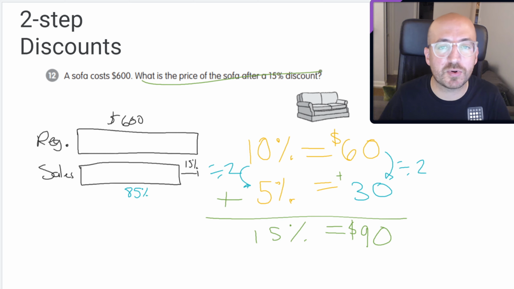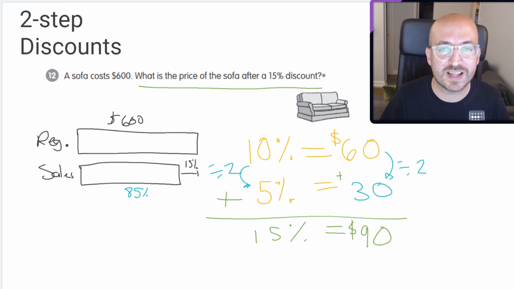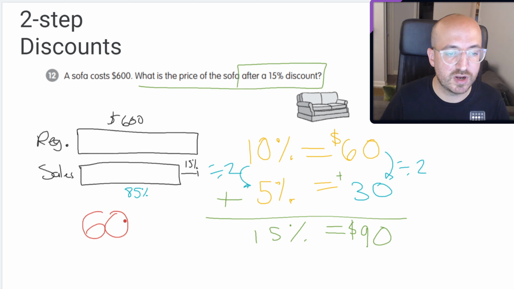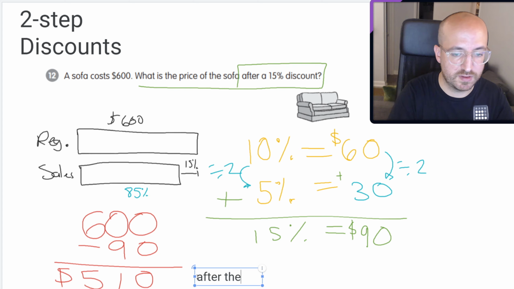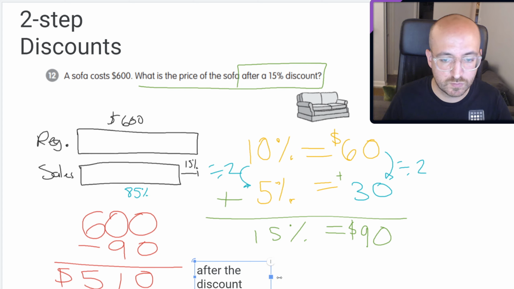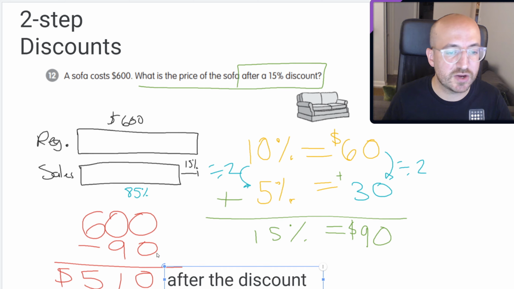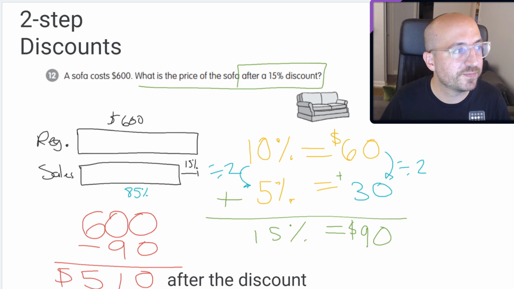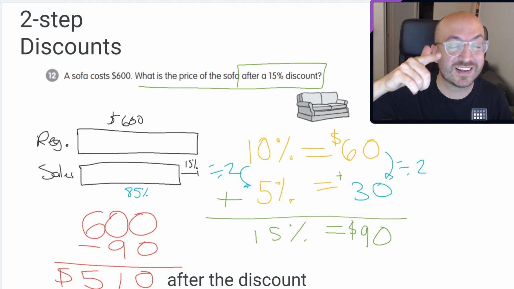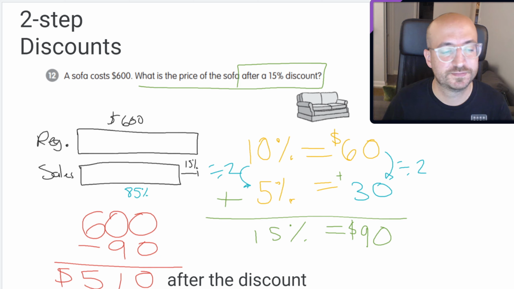Oh, it says what was the price after the 15% discount? Oh, okay. So we have the regular cost was 600 minus the discount means it would be $510 after the discount. Cool. So that's how you calculate discounts. You just get the percent and subtract from the total. Hope that was helpful. If you're working on interest, that's the next video I'm going to make. Cool.